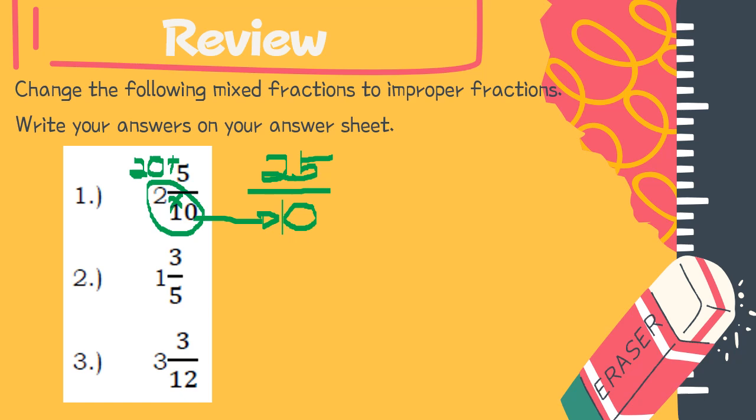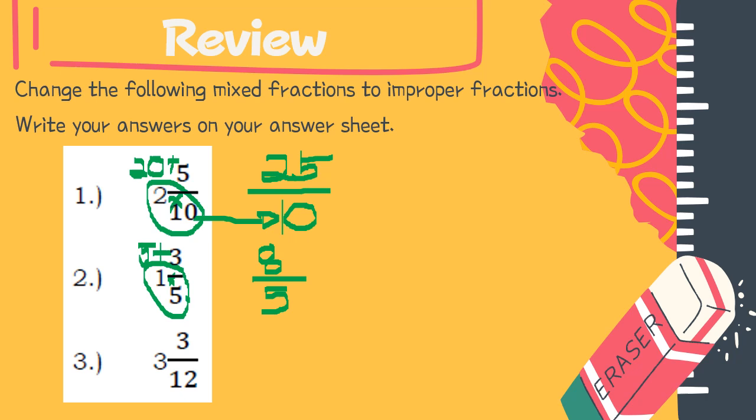Can you do it? Number 2 and number 3? Go! Now let us answer number 2. I hope you're done. For number 2, 1 times 5, that is 5. 5 plus 3, that is 8. Again, just copy the denominator, and that is 5. For number 2, 8 over 5 or 8/5.